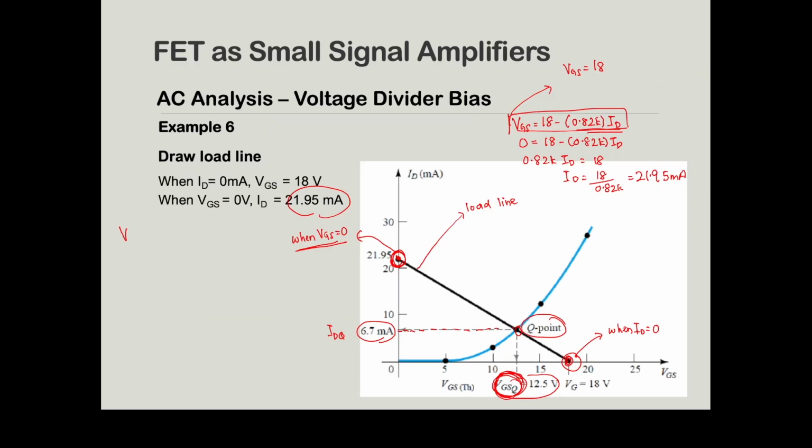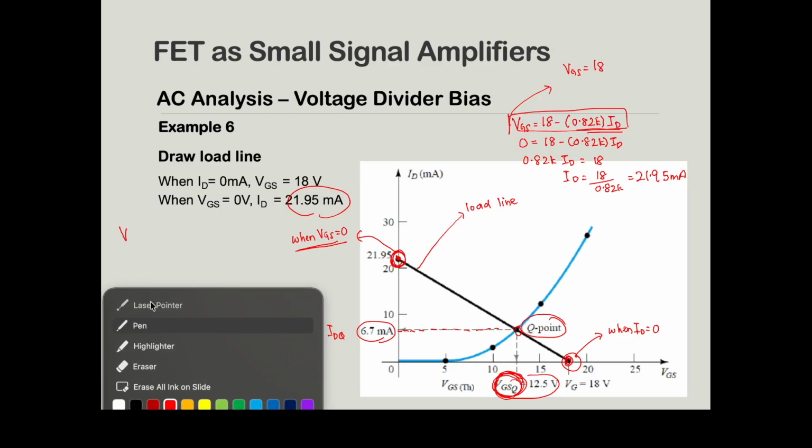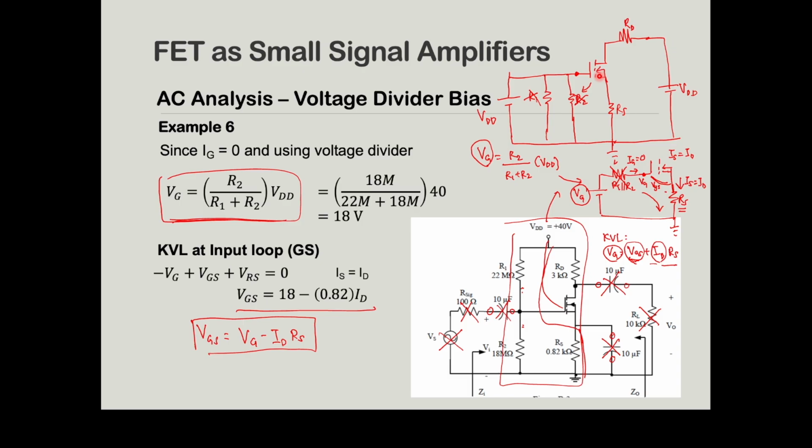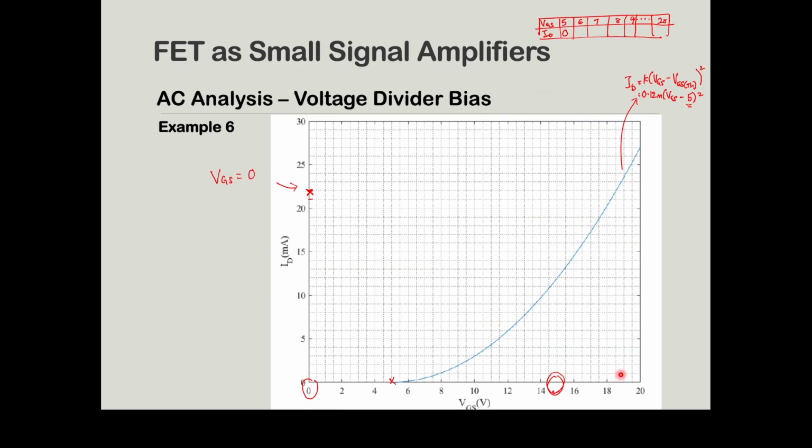The next point is when your ID is equal to 0. So your ID is equal to 0, so definitely all of this here will become 0. Therefore your VGS will straight away equal 18. Once you know the value 18, look at your x-axis and find the place where 18 is. It is going to be here. Use your ruler and draw your straight line. I don't have a ruler, so I am just predicting.